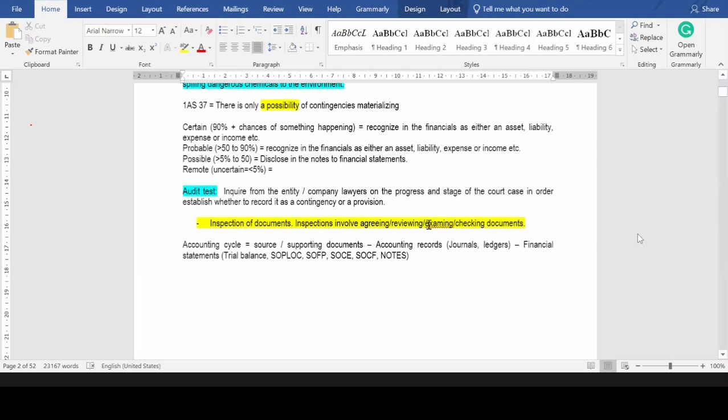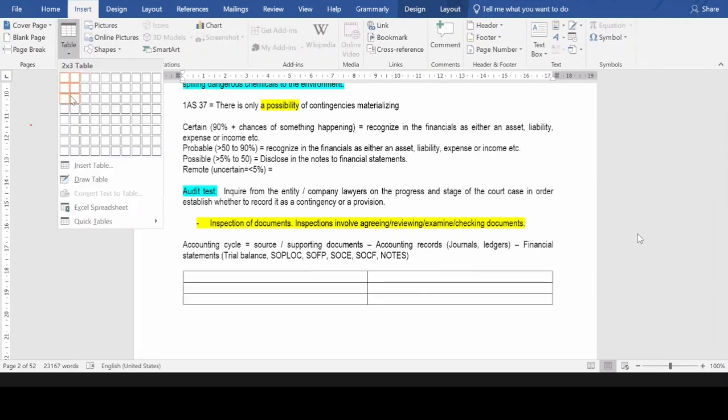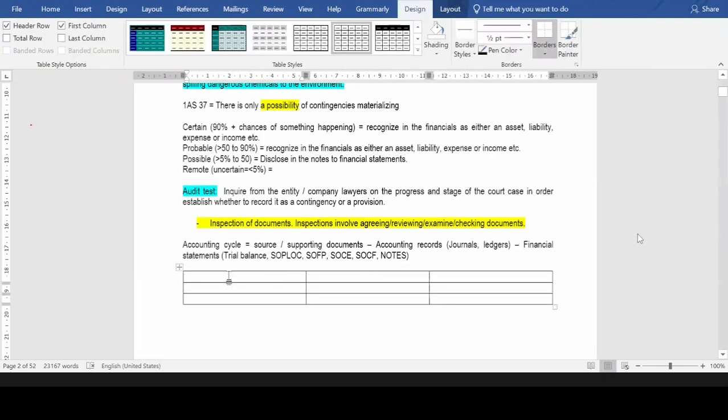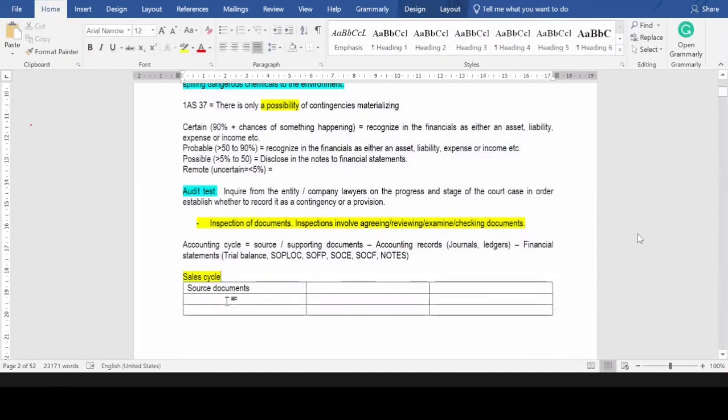So for example, if you look at the sales, I can take you back to year one accounting. We have source documents here for sales. What's the first source document for sales? Invoice? Which one? Goods dispatch note? No, it's the customer order. The customer first orders. First receive a customer order.